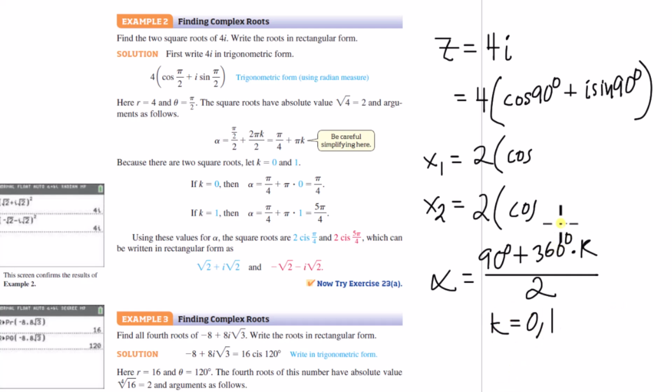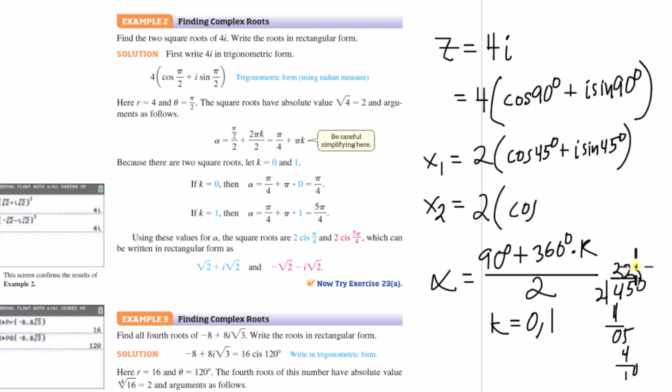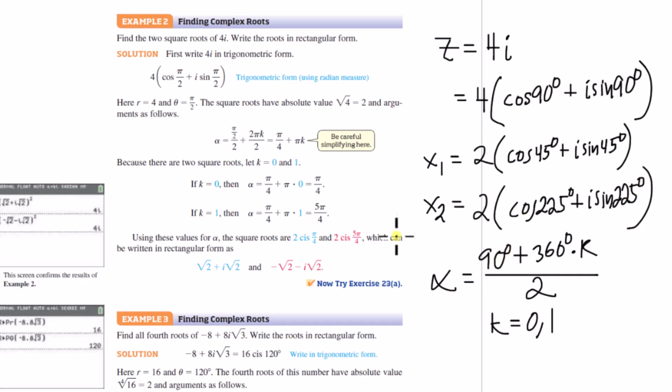All right, great. So k is equal to 0. 90 divided by 2, that's 45. Okay, k is equal to 1. Let's see, 360 plus 90 is 450. 450 divided by 2 is going to be 225. And that's it. There are the 2 roots.